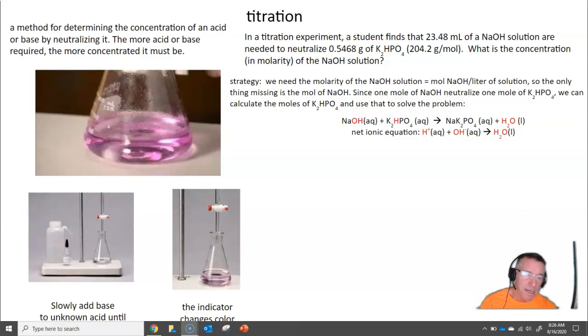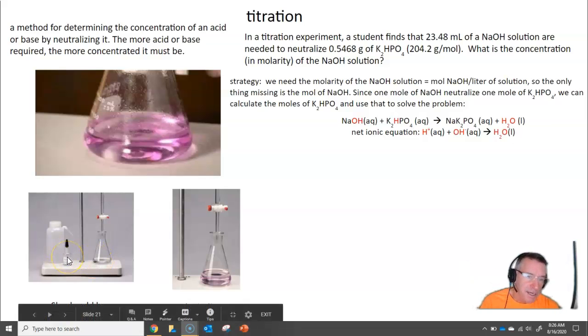Let me talk for a minute about the method before we solve a problem. There are things known as indicators that will change their color when they become basic, typically. And phenolphthalein is a great example.